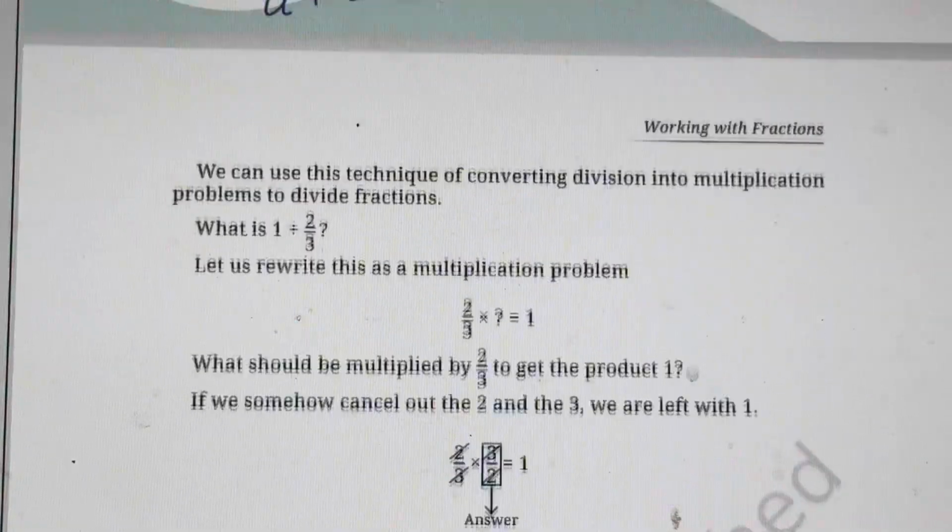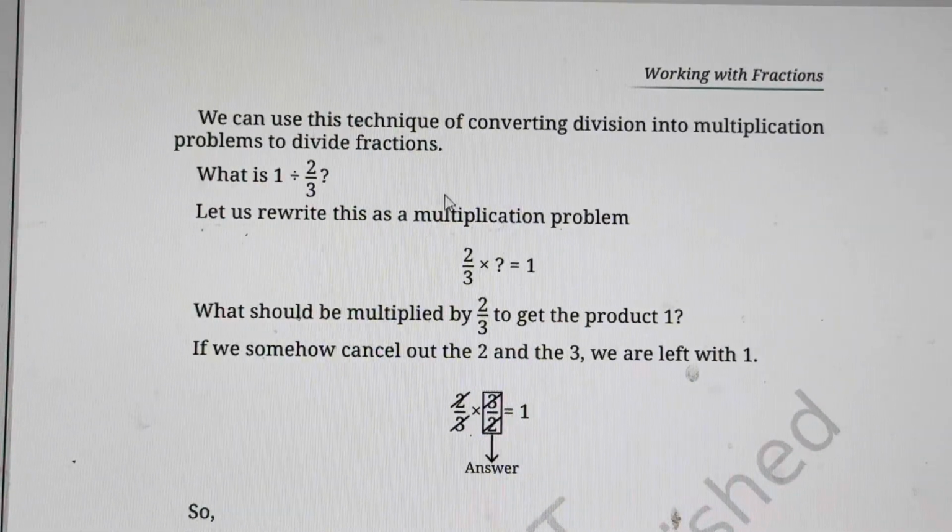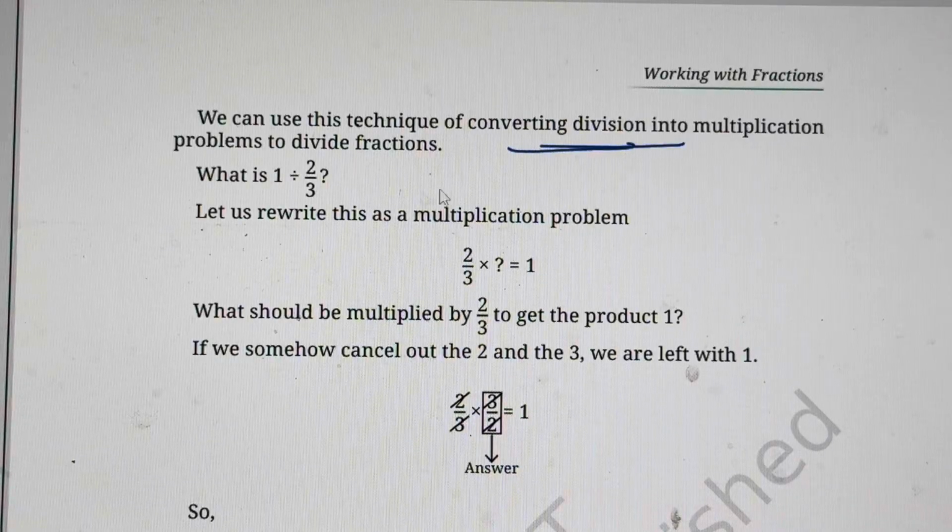Now the same technique can be used for converting a division into a multiplication problem to divide fractional numbers. Suppose here the question is 1 divided by 2 upon 3 is equal to question mark. We write it as a multiplication problem: 2 upon 3 multiplied by what, question mark, gives you 1 as an answer? So what should be multiplied by 2 upon 3 to get a product of 1?